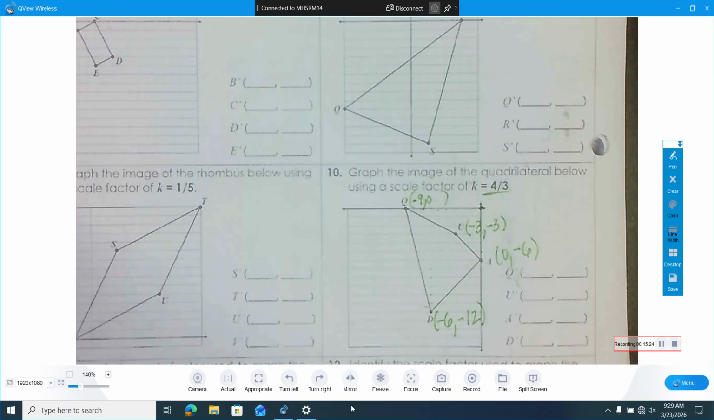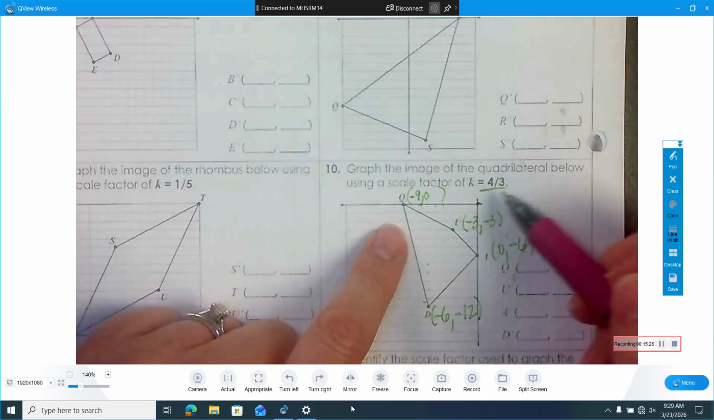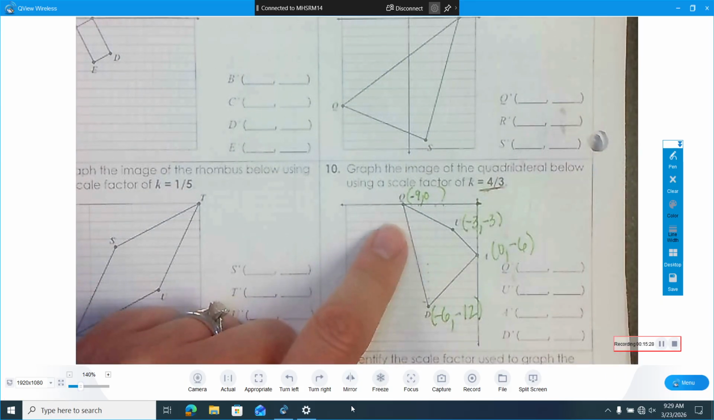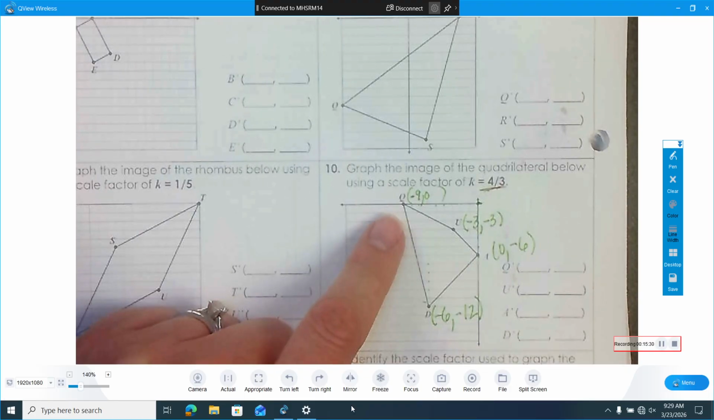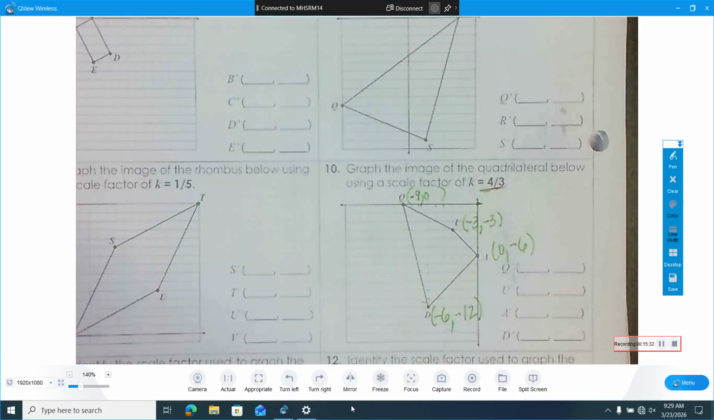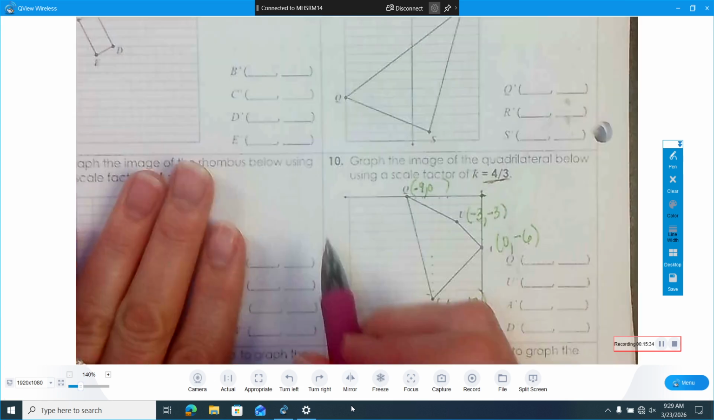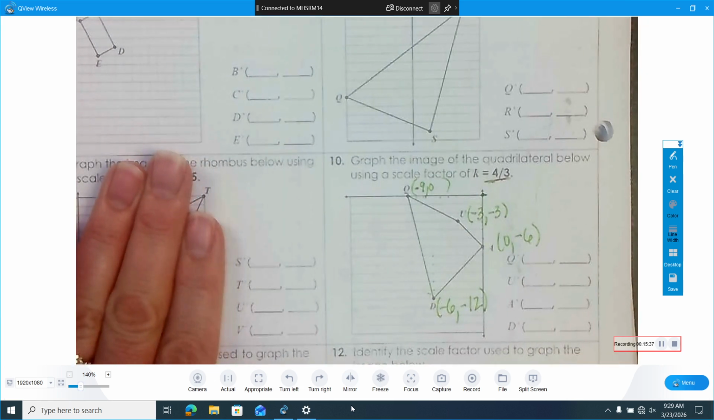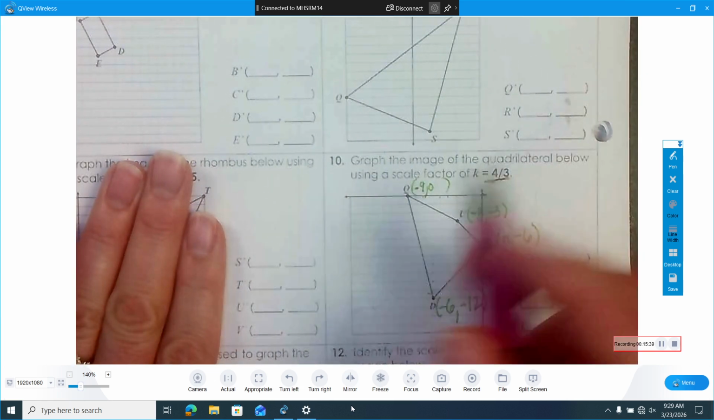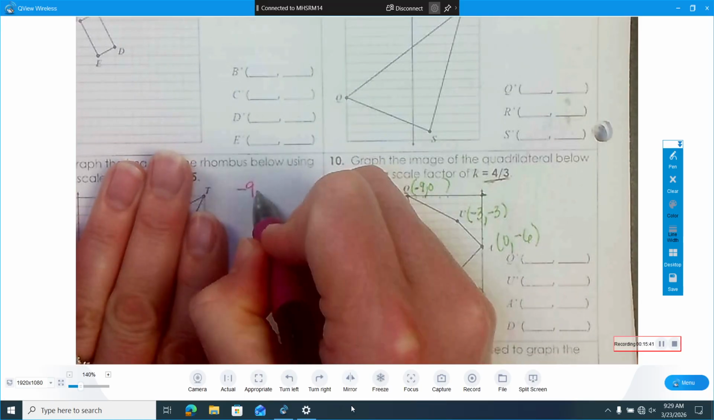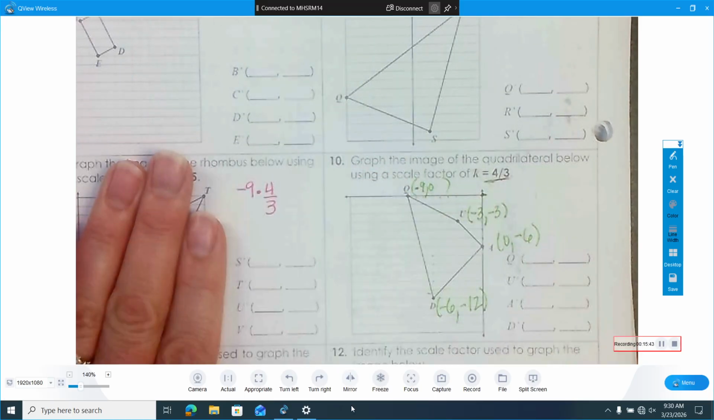All right, so we know they're ordered pairs. Now becomes a little more of a challenge because we have to multiply these by 4/3. So I'm going to do some math over here, I think. How do we do negative 9 times 4/3?